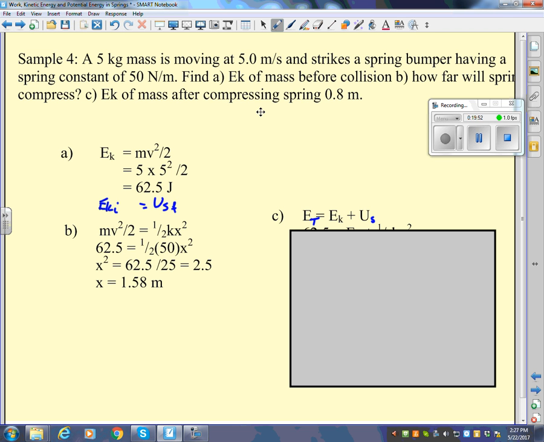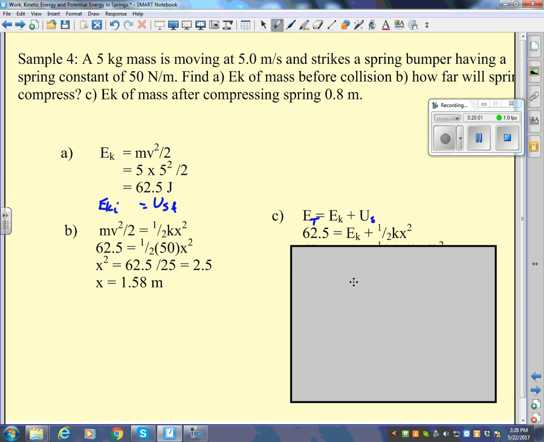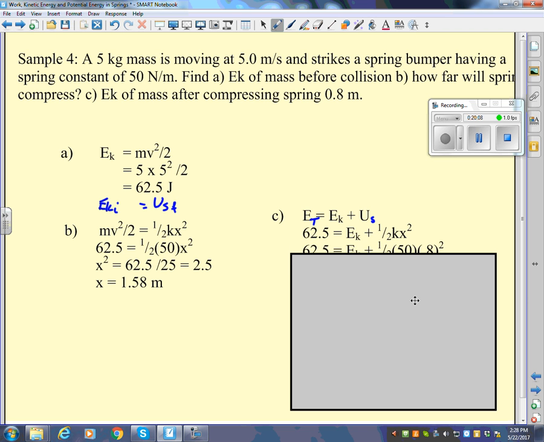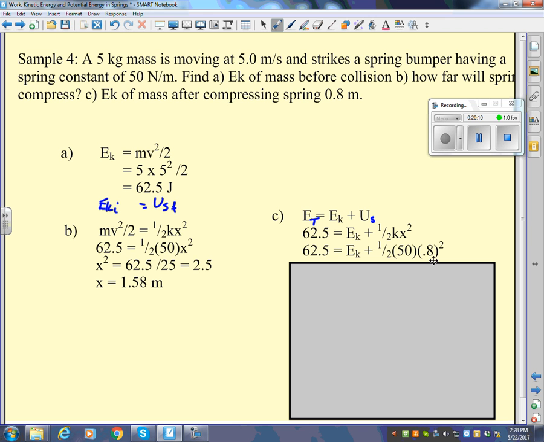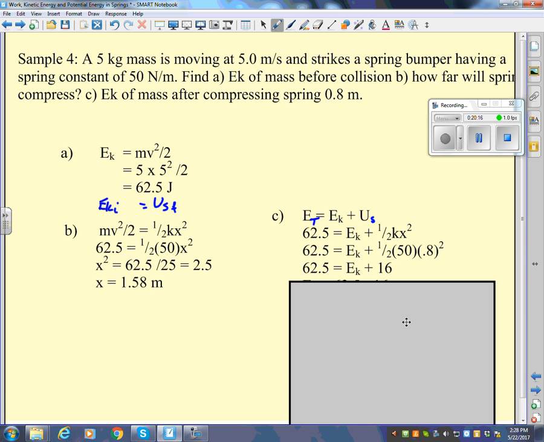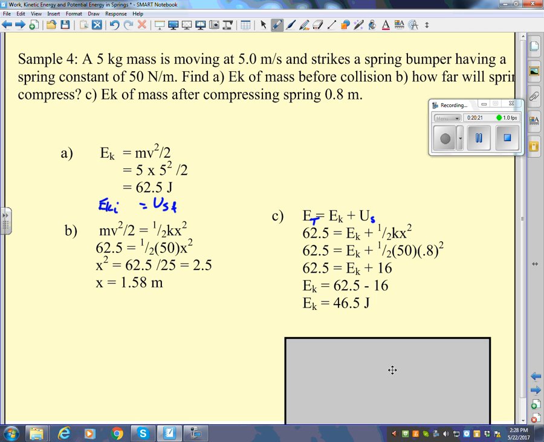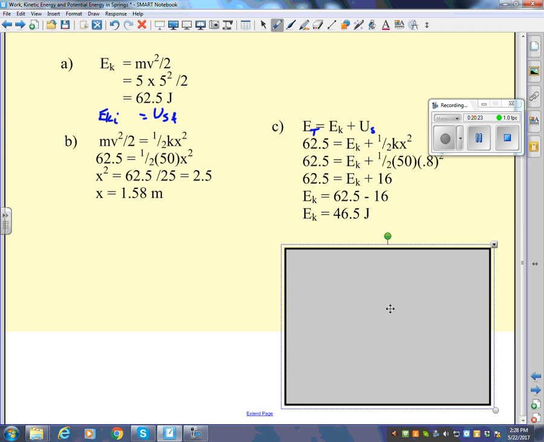What is the total energy? 62.5. That's how much kinetic energy there is at the start, and that's how much spring energy there is at the end. So that's going to be 62.5. We're going to solve for EK. The spring energy formula is 1/2 kx squared. We know the distance is 0.8, so I'm going to plug in my 0.8 and my 50 for the K value. That number is 16. Then subtract, and you get a kinetic energy of 46.5 joules.